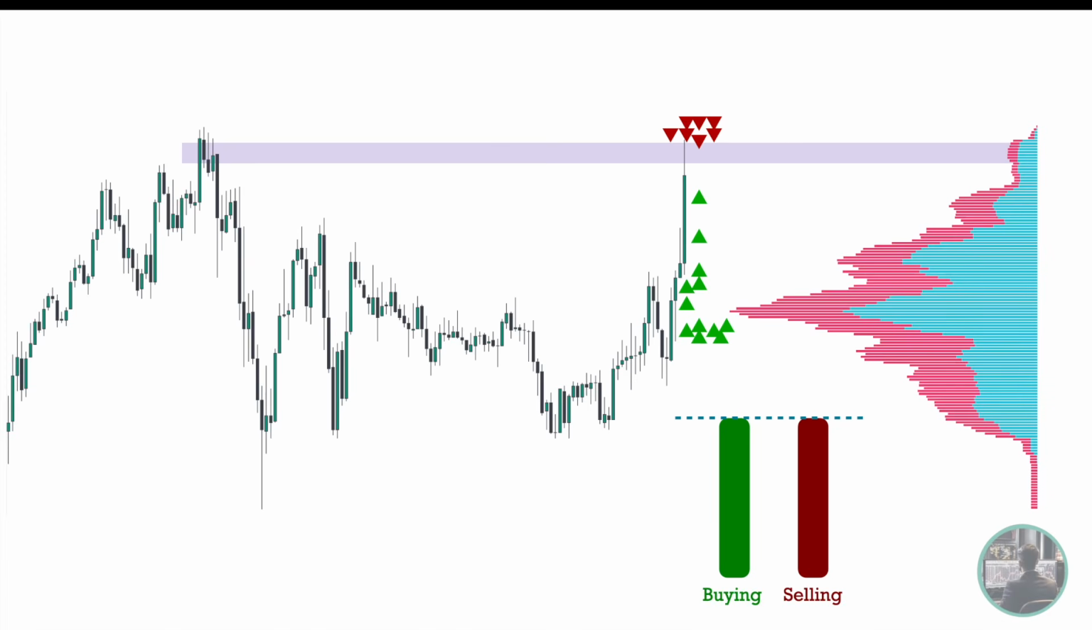Then finally, once we reach the next high volume node, we get lots of profit taking from the original buyers, which slows down buyer momentum and adds selling pressure. We also get much more selling volume, which adds selling pressure. So we get lower buying pressure and higher selling pressure, and we're once again at a buyer and seller equilibrium.